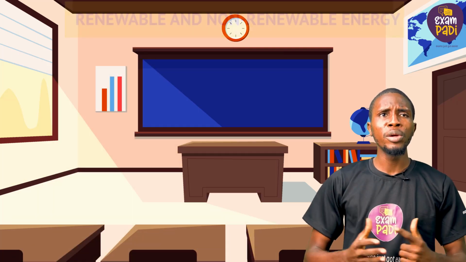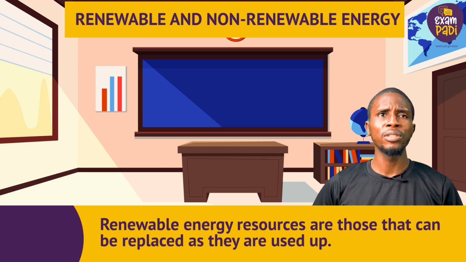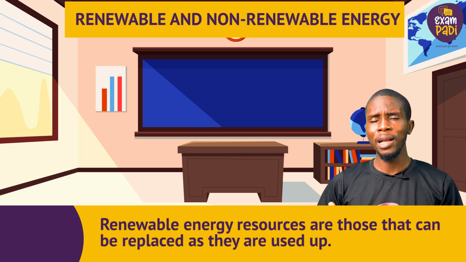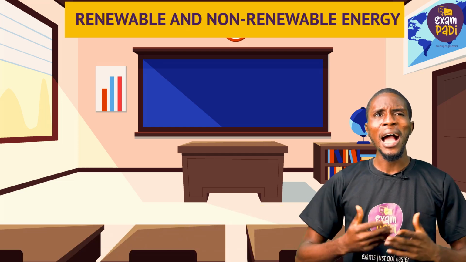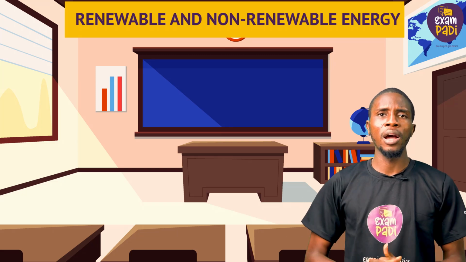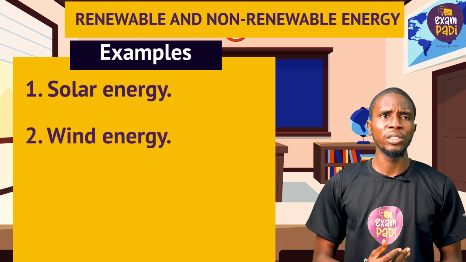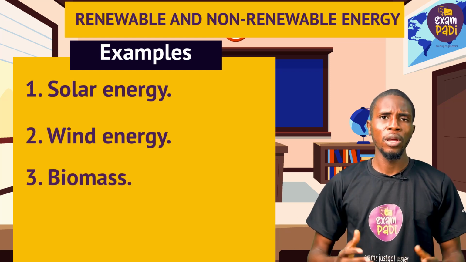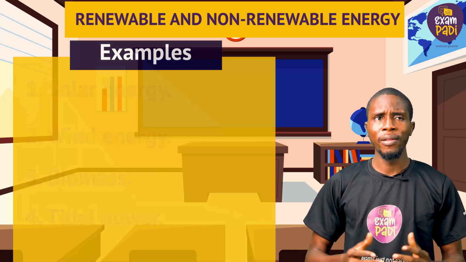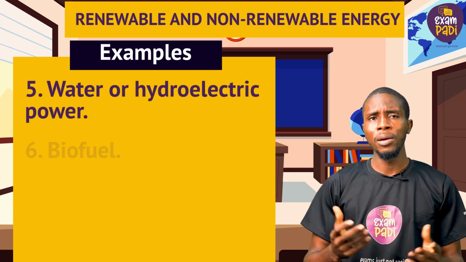Let's take a look at renewable and non-renewable energy. Renewable energy resources are those that can be replaced as they are used up. They can be continually replenished as they are exploited and utilized. Examples are: 1. Solar energy. 2. Wind energy. 3. Biomass. 4. Tidal power. 5. Water or hydroelectric power. And lastly, biofuel.